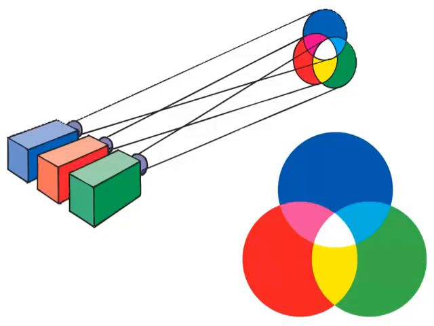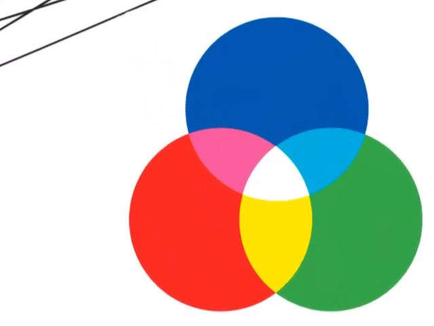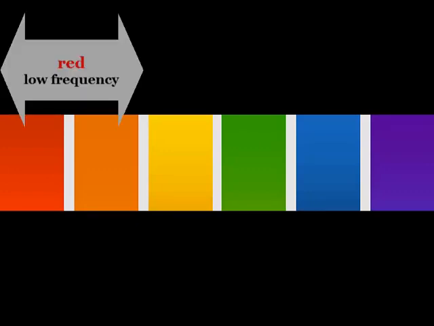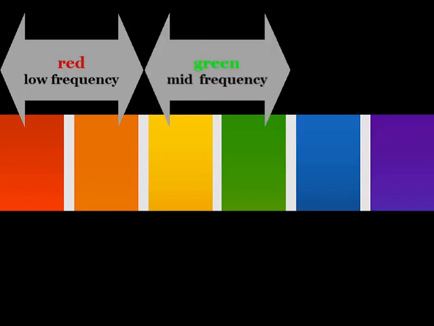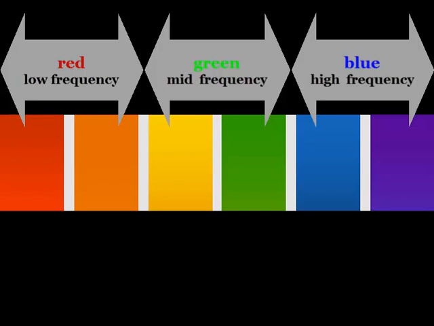When red light, green light, and blue light of equal brightness are projected on a white screen, the overlapping areas appear different colors. The frequencies of white light can be divided into three regions: the lower frequency red end, the middle frequency green part, and the higher frequency blue end.